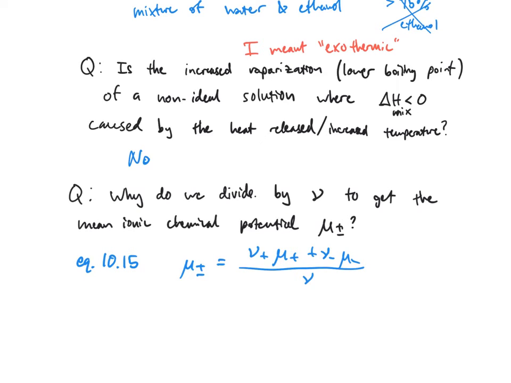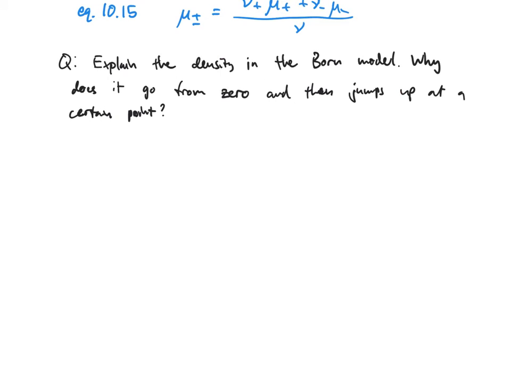And the answer to the question is there really is no reason. It's just the way we've chosen to define it. It's the way the experts have just decided to do it, and they make the math work from there. They could have chosen not to divide by nu, and maybe further on down the line their calculations would be different. But it's just the convention that people have settled on.